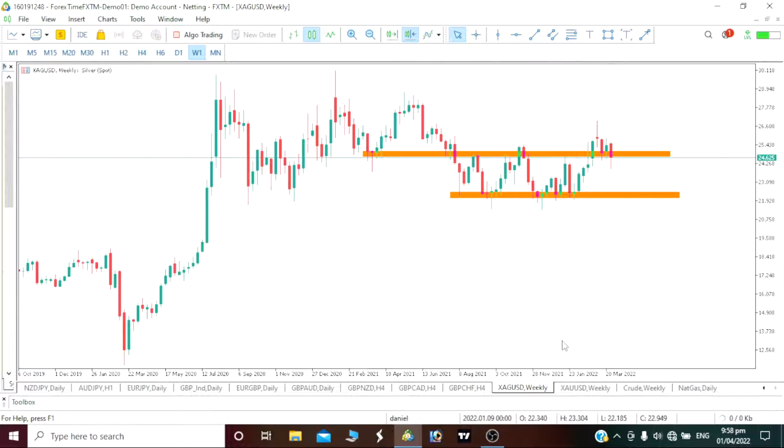Now, for our forex market analysis, we'll be looking at our silver analysis, our gold analysis, our crude analysis, and our natural gas analysis.